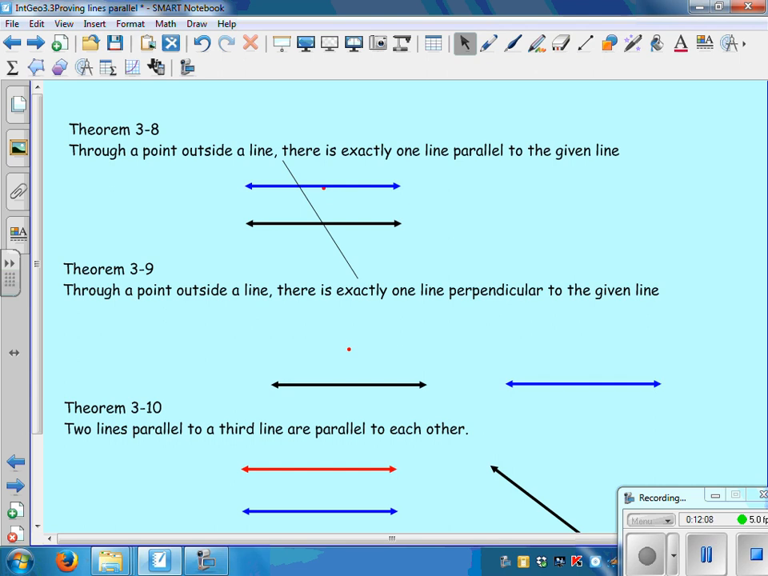Here's another one. Through a point outside of the line, there's exactly one line perpendicular. So I have my dark line with my point, and I can take this blue line, and there's one unique place that will pass through the line and the point, which is perpendicular. It's the same idea. You could measure here to figure that out. And the one that I already talked about was the 2 lines parallel to the third. You can add a transversal and prove angles that are congruent within the picture.